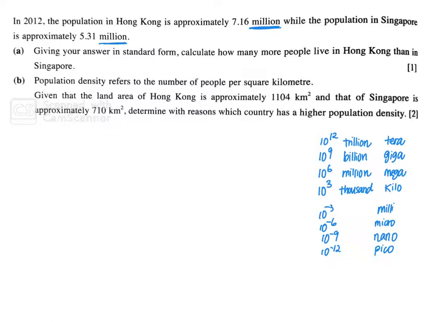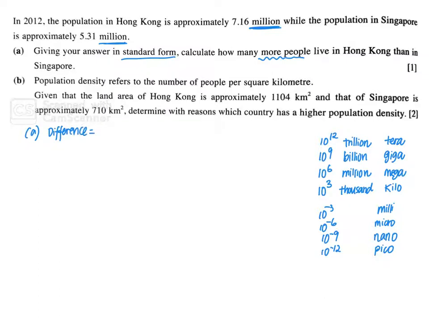So now we are ready to start with our calculations. Our question part A says, giving your answer in standard form, calculate how many more people live in Hong Kong than in Singapore. Now when we want to calculate such a difference, what do we need to do? We need to do subtraction. It's quite obvious that Hong Kong will have more people than Singapore, right? So our difference of how many more people in part A will be the difference.